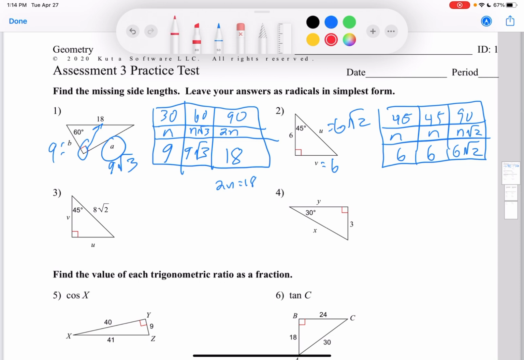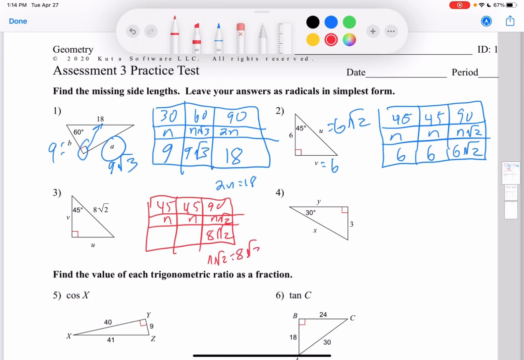The next one, again, we've got a 45, 45, 90. So 45 is n, 45 is n, 90 is n radical 2. They give us that, so it's 8 radical 2. So we go n radical 2 equals 8 radical 2, divide by radical 2, and you're left with n is 8. So both of those are going to be 8 and 8.